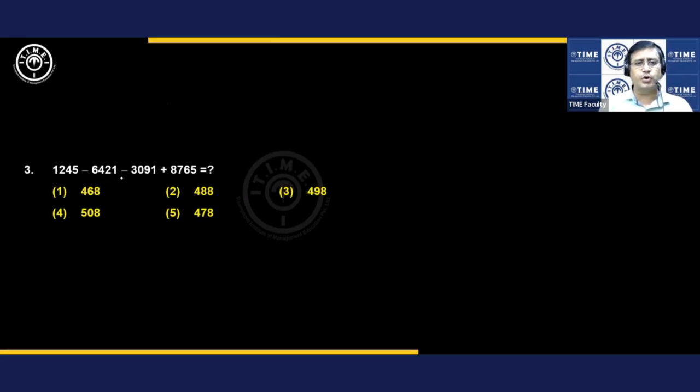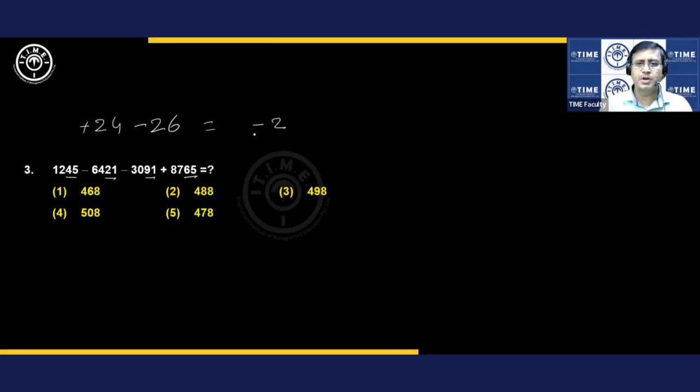Just add all the values. How much is the sum of all these values? Dear students, 45 minus 21. How much is it? 24. Is it positive or negative? Positive 24. 91 and 65, what is the difference? Here, the difference is 26. Is it positive or negative? Negative. So plus 24 minus 26 means how much is the difference?